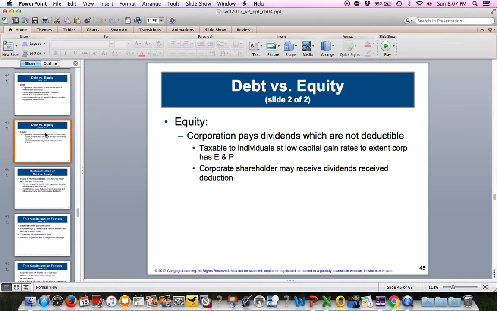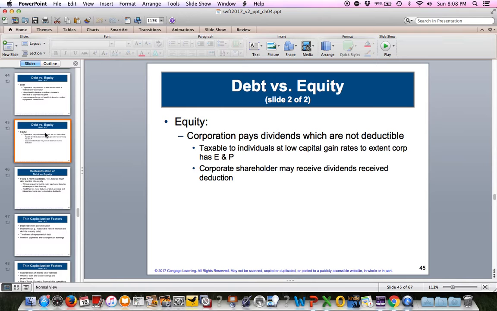Equity, corporations pay dividends which are not deductible. That's a key thing to remember. Sometimes that's why corporations choose to go with debt financing above issuing stocks, because they get that tax deduction. Dividends are not tax deductible. Taxable to individuals at low capital gain rates to the extent the corporation has earnings or profits.